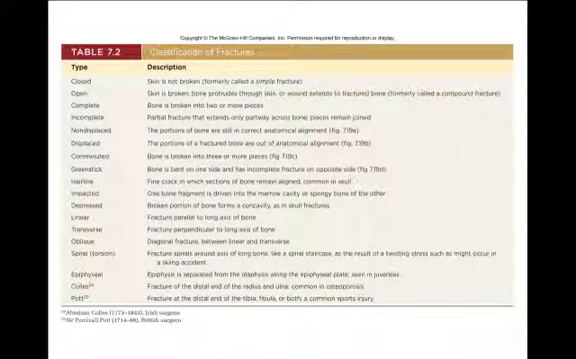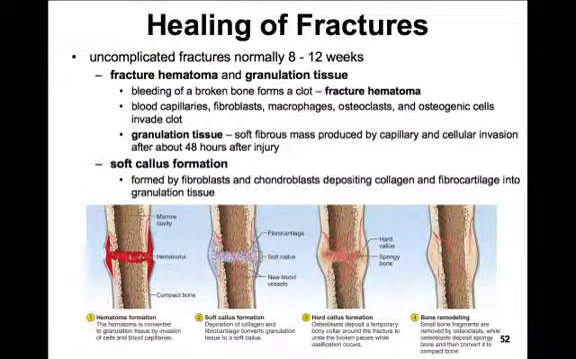This table gives a list of the different names that we can classify fractures with, and a little bit of a description of each. By no means do you need to memorize all of them, but it's an interesting table to look through. What we want to pay attention to is how these fractures heal. In the uncomplicated situation, they'll usually heal in about 8 to 12 weeks. First of all, we'll see hematoma formation.